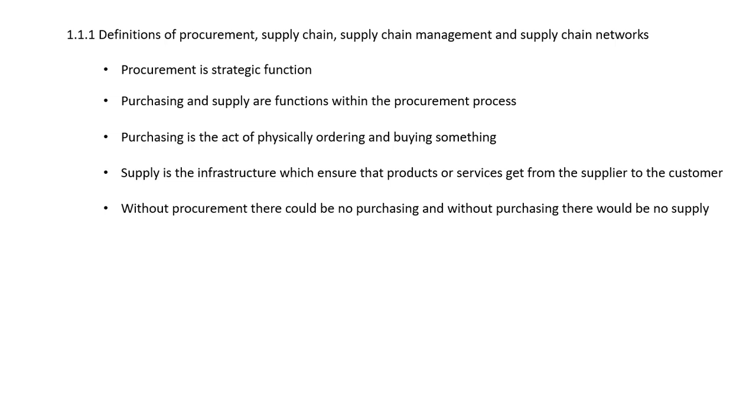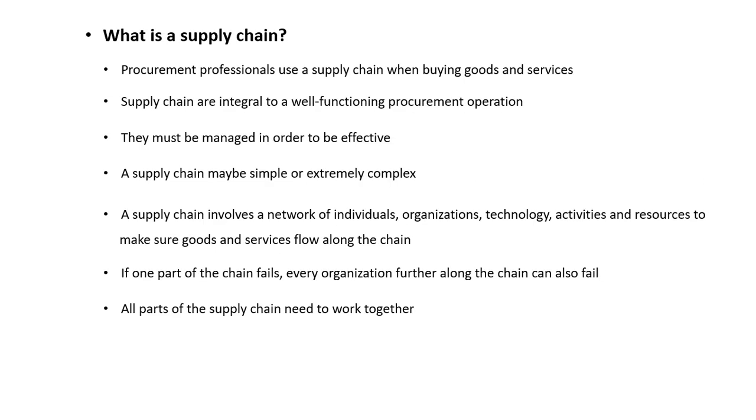Procurement is a strategic function. Purchasing and supply are functions within the procurement process. Purchasing is the act of physically ordering and buying something. Supply is the infrastructure which ensures that products or services get from the supplier to the customer. Without procurement, there could be no purchasing, and without purchasing, there would be no supply.